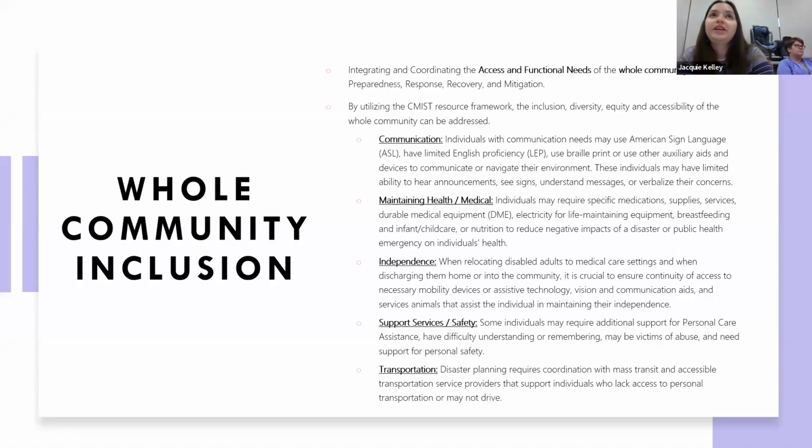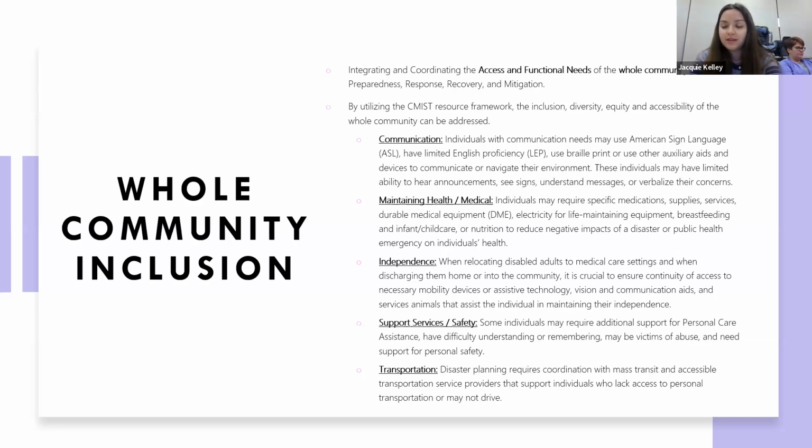So whole community inclusion basically just means integrating and coordinating the access and functional needs of the whole community in preparedness, response, recovery, and mitigation. So when we're talking about emergency planning, or let's say we want to do an exercise as a MRC unit or as a Department of Health or a local office that's more large scale, you really want to be bringing in people with lived experience rather than just assigning people roles.